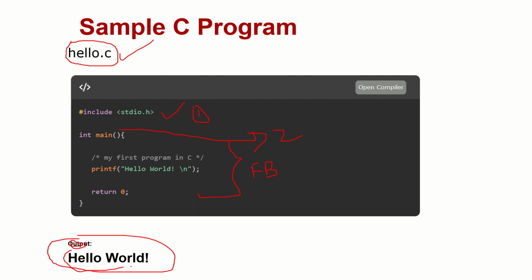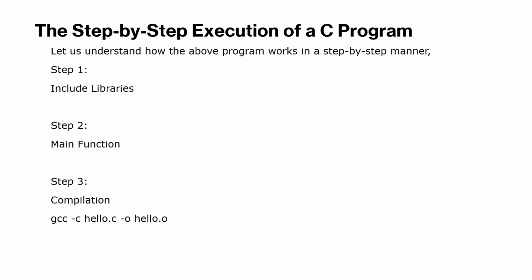Whatever string is there in the printf in the double quotation marks will appear in the console. We'll discuss the step-by-step execution of the C program. First, let us understand how the above program works in a step-by-step manner.